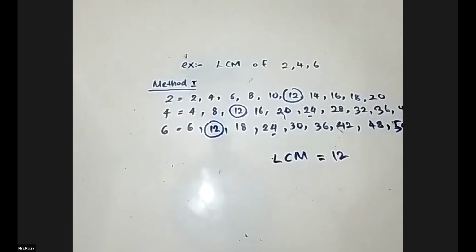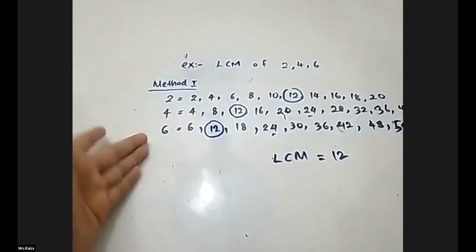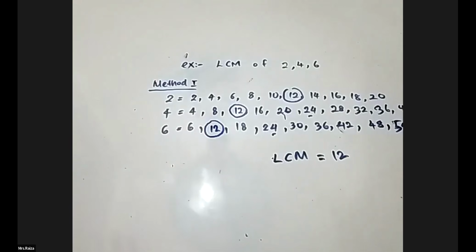But this method is not successful for every number. The reason is we can't keep on writing all the multiples. This works just for small numbers like this, but for bigger numbers, sometimes this doesn't work. We have to continuously write all the multiples. So we have another method also.